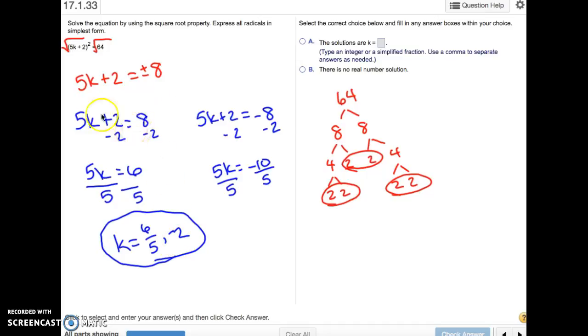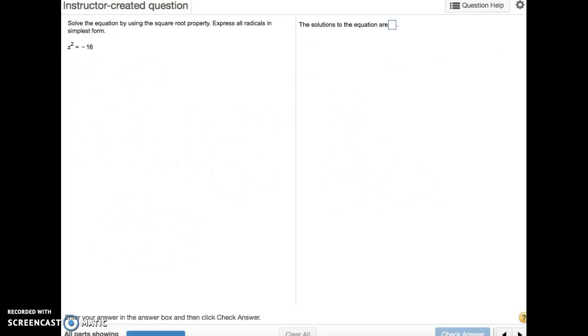Right, so again, get the squared quantity by itself, square root it. Don't forget to take positive and negative. And then take the square root, and then simplify each side. And this is my final example. We're going to do the same thing.